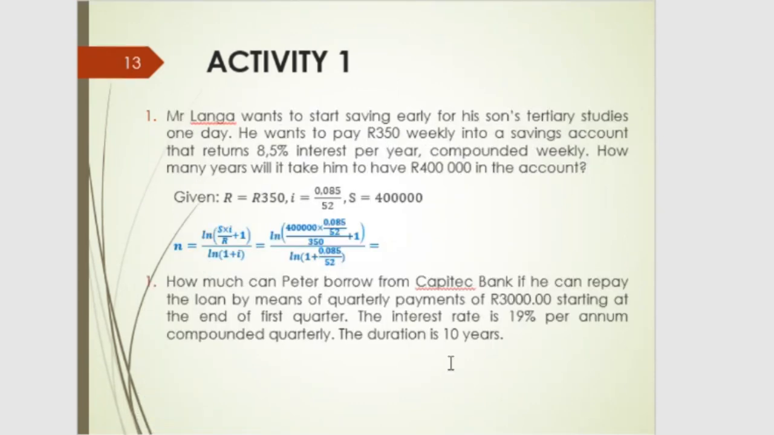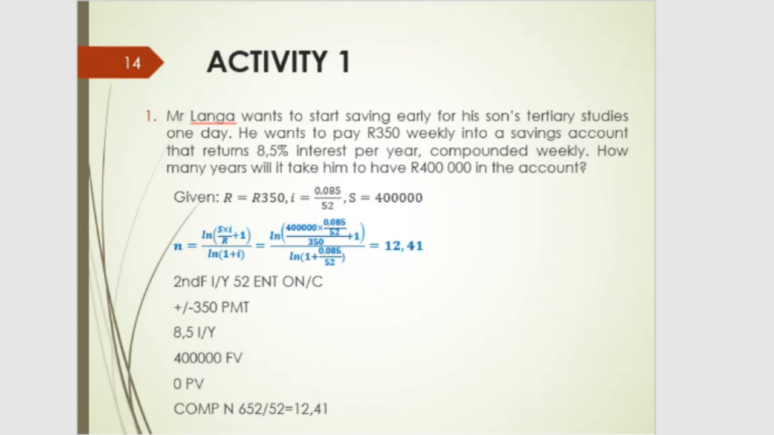The next one was about Mr. Langa, who wants to start saving early for his son's tertiary studies one day. So he wanted to pay 350 weekly to a savings account that returns 8.5% interest per year, compounded weekly. Then the question was, how many years will it take him to have 400,000 in the account?